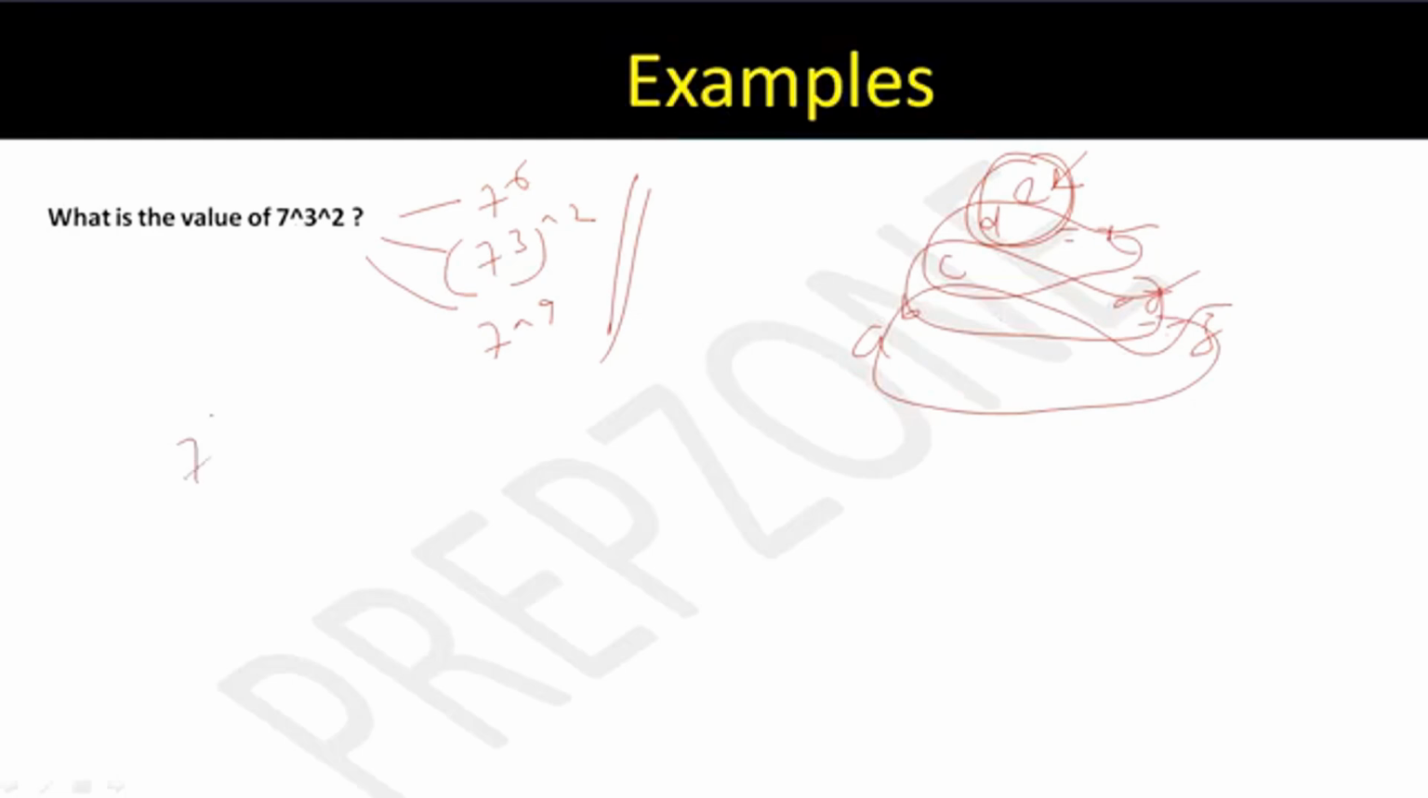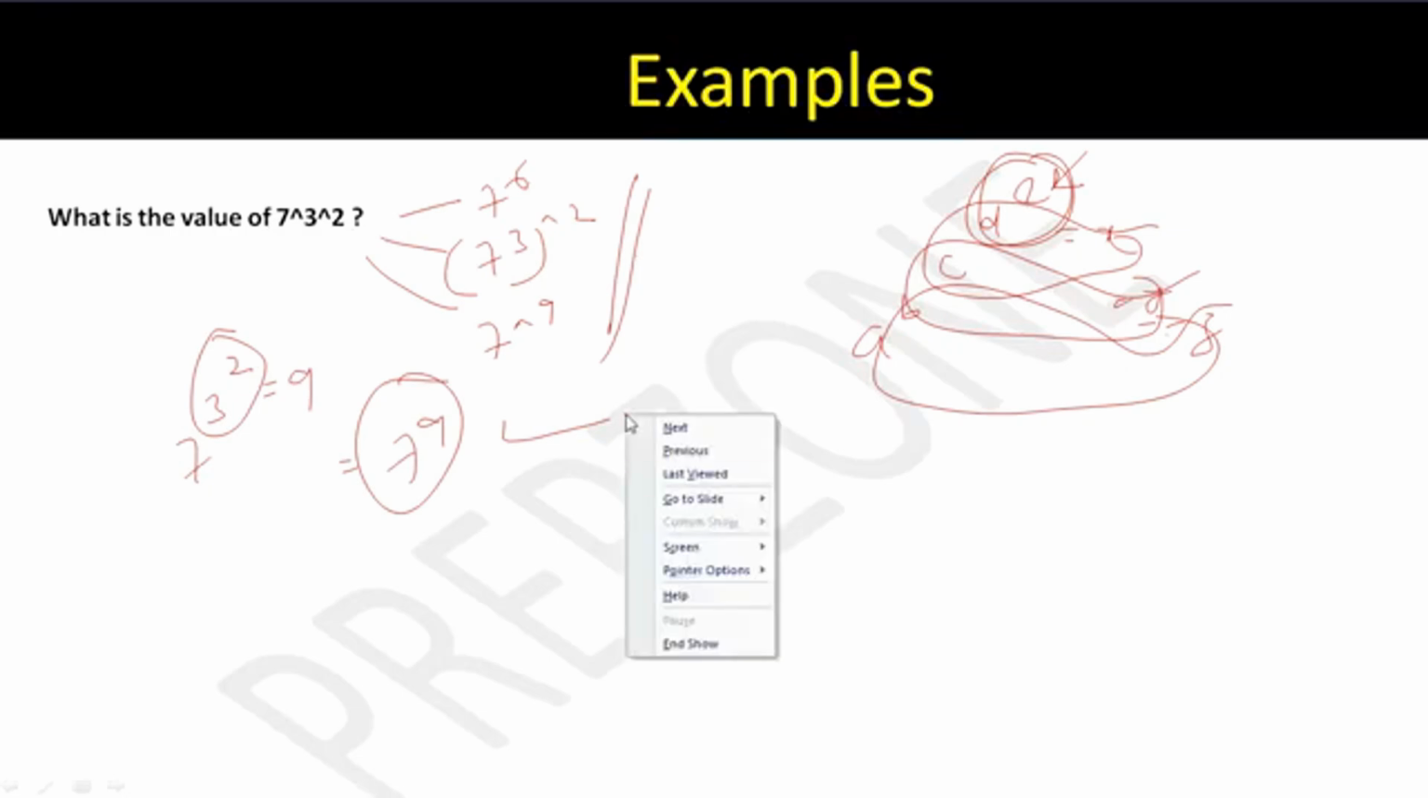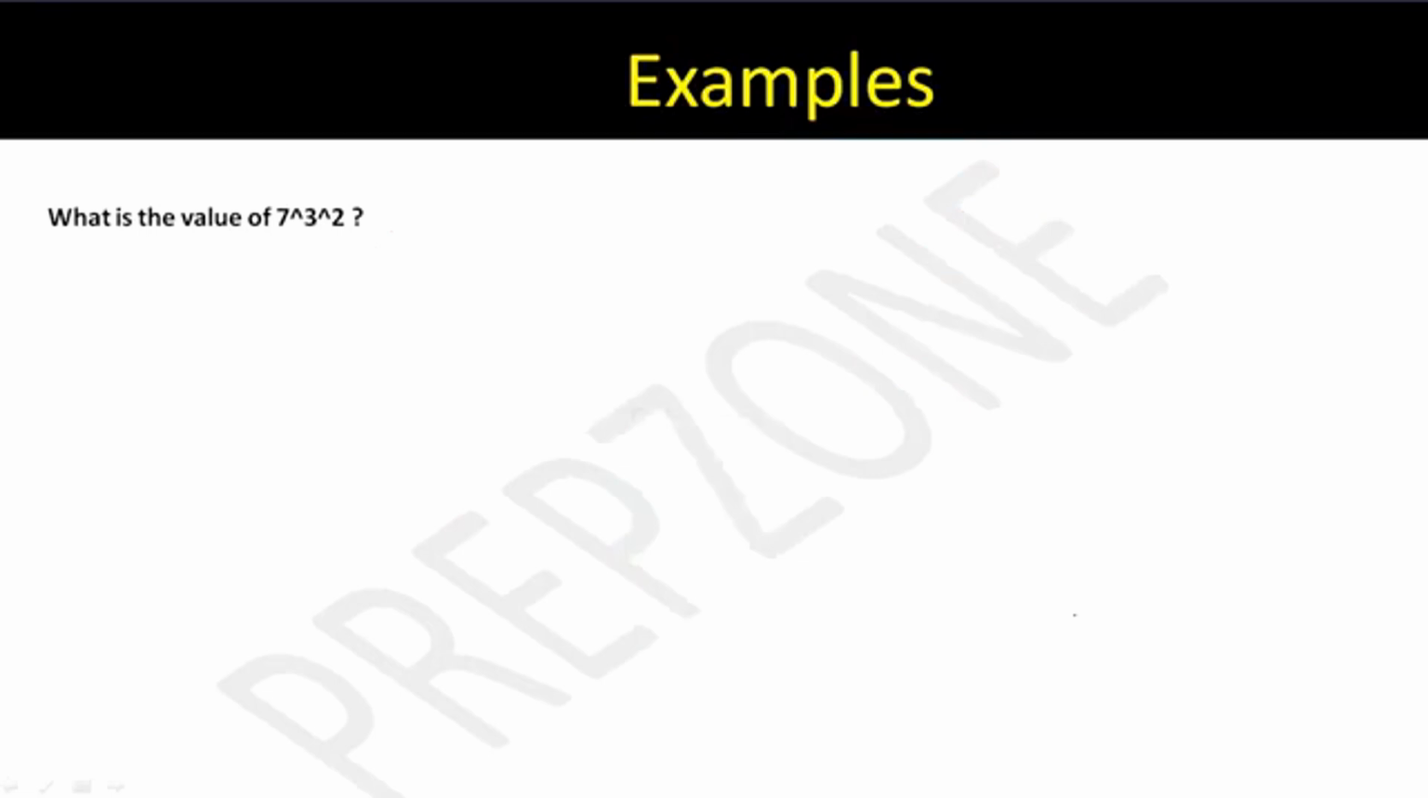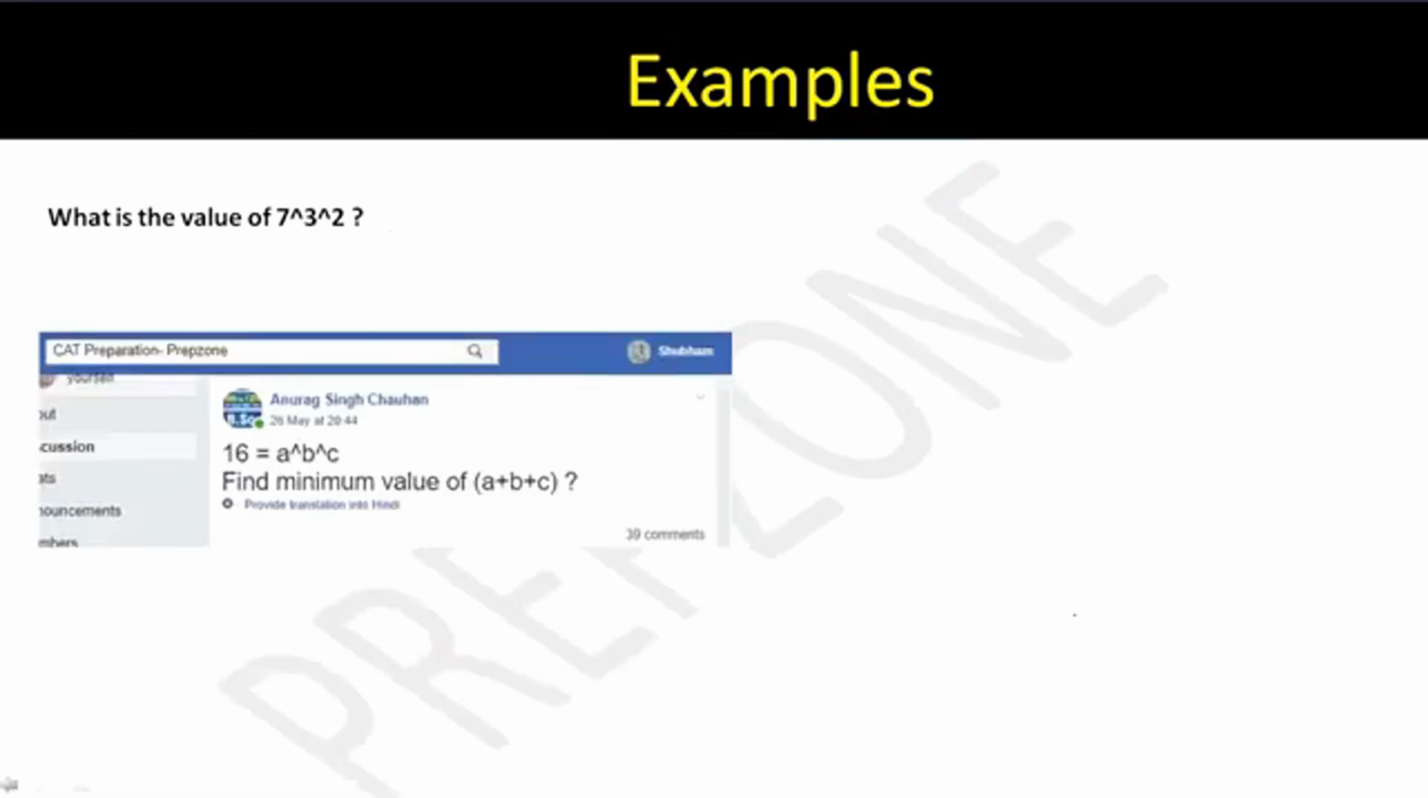Hence 7 to the power 3 to the power 2, this becomes 9, and hence the answer is 7 to the power 9. That's it. So yeah, the final answer will be 7 to the power 9. Now if this concept is clear, let's solve one question. This is the question. If 16 is equal to a to the power b to the power c, find the minimum value of a plus b plus c.